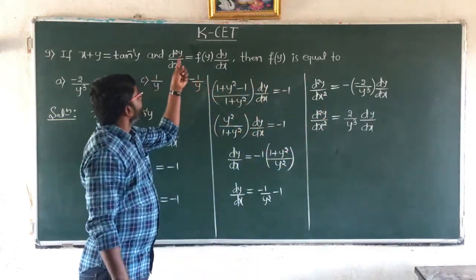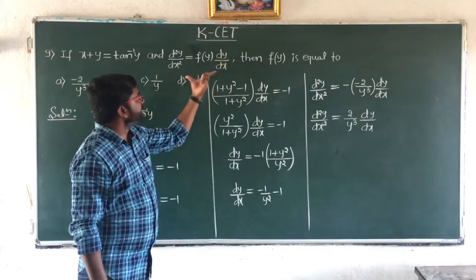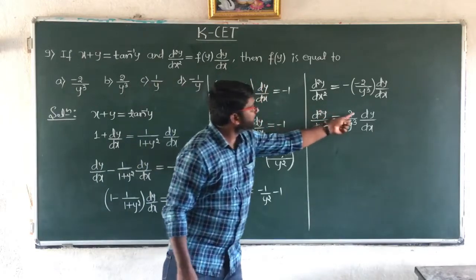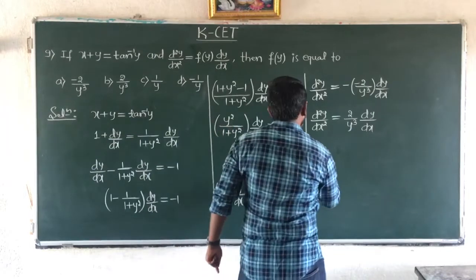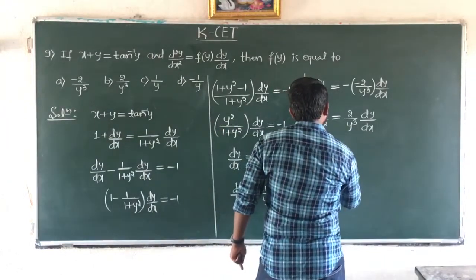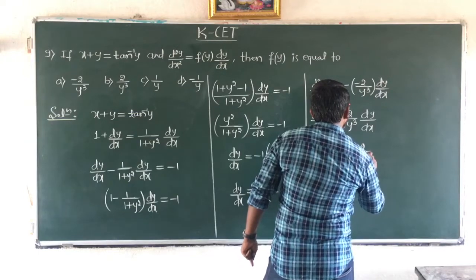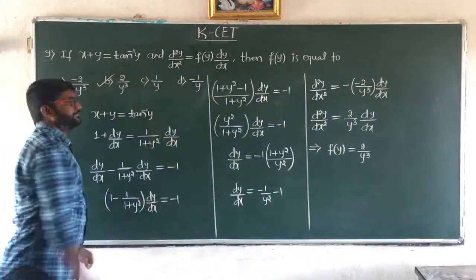See here, d square y by dx square equals f of y into dy by dx. So compare this with that. In place of f of y, we have 2 by y cube. That is the required answer. Therefore, f of y is equal to 2 divided by y cube. So the answer is option B.